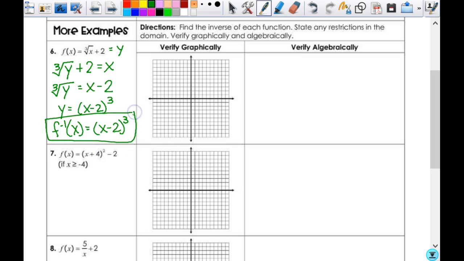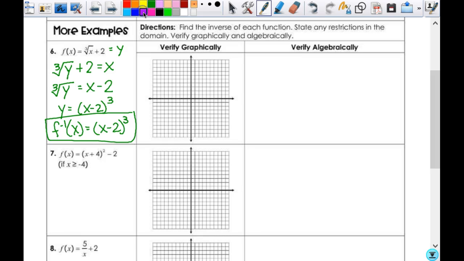So I'm supposed to find the inverse. I did that. State any restrictions in the domain. Are there any domain restrictions here? No. A cube root, the domain's all real numbers. Cubic, all real numbers, so we have no restrictions here we have to worry about, right? So now we have to verify graphically.